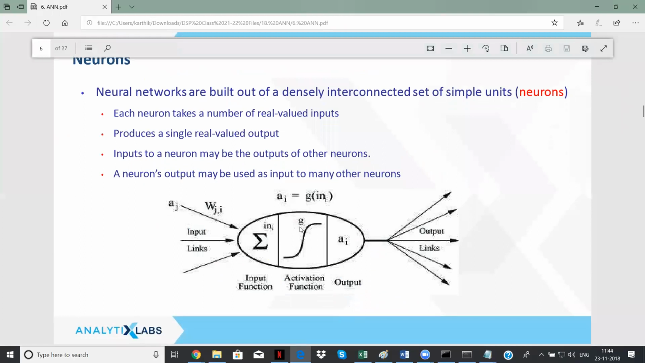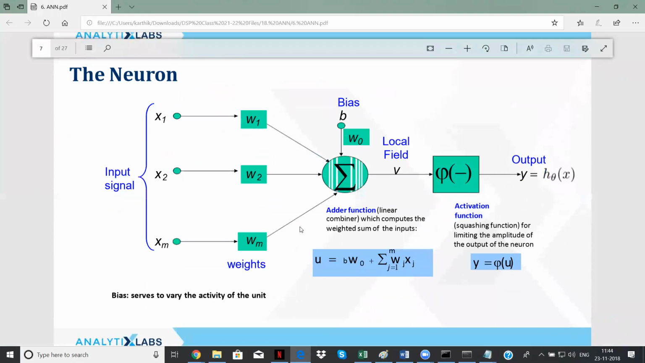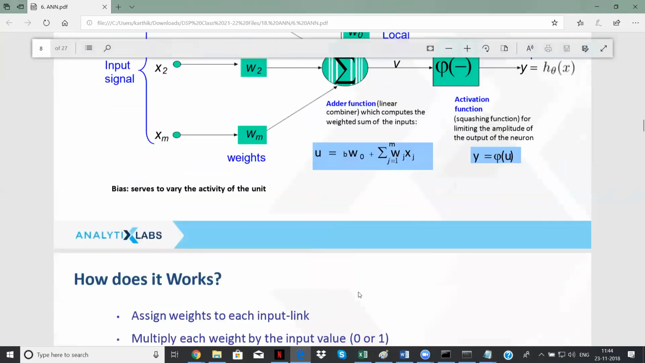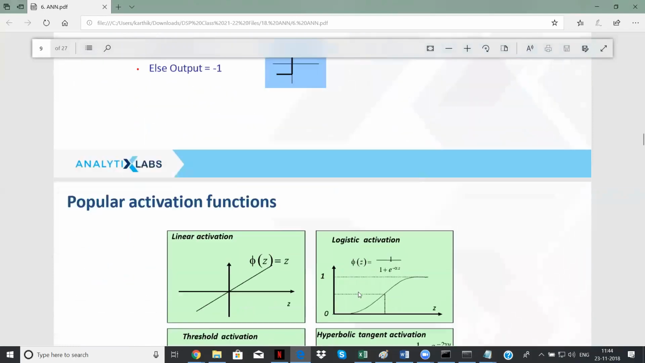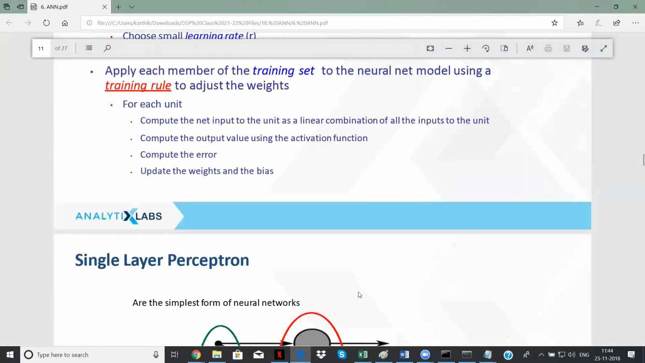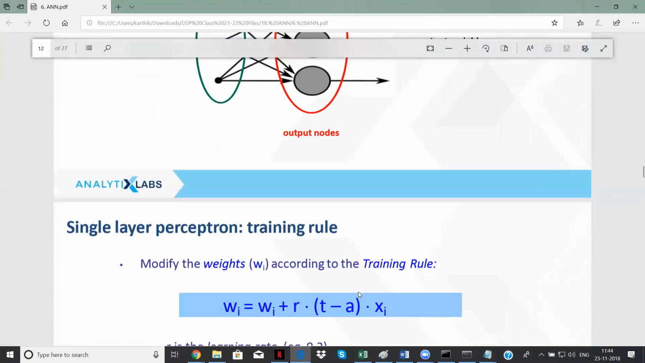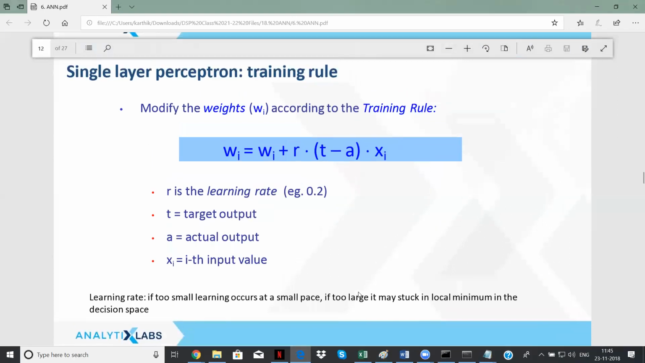I'll show you. Whatever I have explained, the exact form of this equation is this, right? Yes, this is your exact rule. Clear? So this is your training rule for your single layer perceptron.